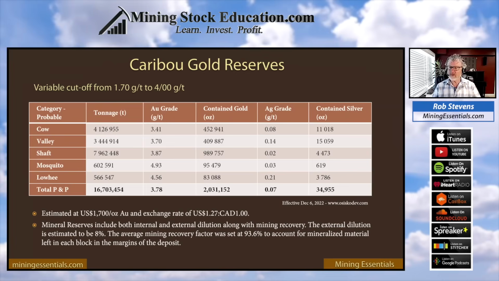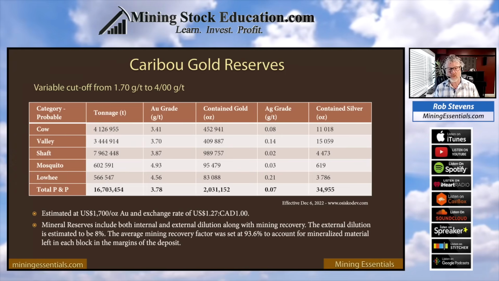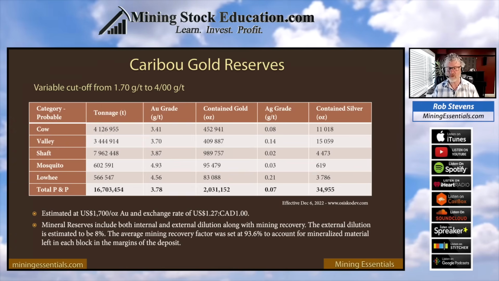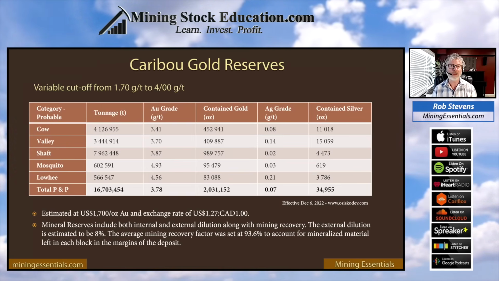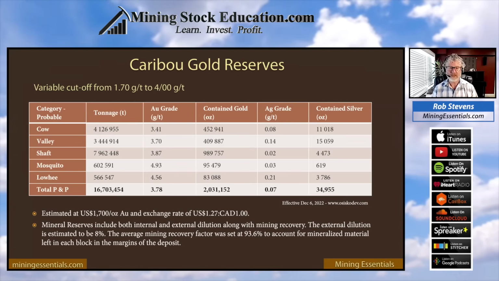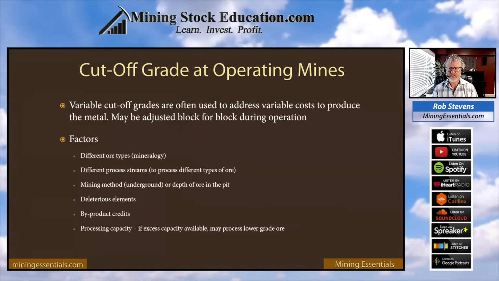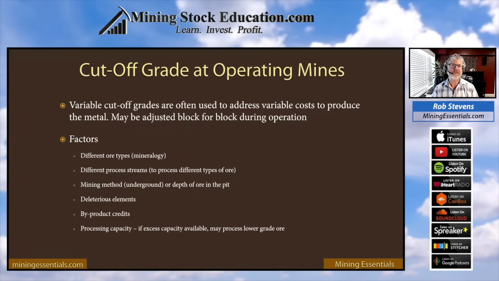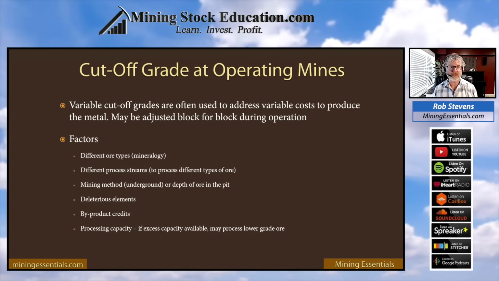And so using a single cutoff right across that whole project doesn't make sense. This is more realistic, where they're applying different cutoffs to reflect the costs of mining and processing, et cetera, for the different satellite deposits within the overall project. So I like to see that, because it's more realistic to what it'll actually cost when it comes to mining. And so cutoff grades at mines, just following on that statement, variable cutoff grades are often used to address those variable costs to produce the metal.